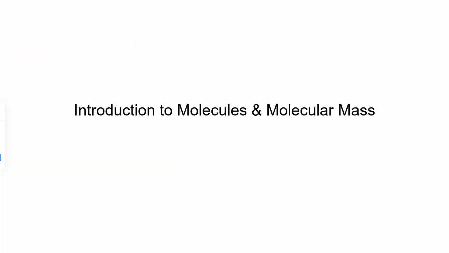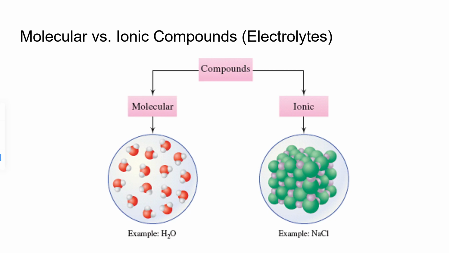Introduction to Molecules and Molecular Mass. So molecules are when you have two or more atoms bonded together. They're also sometimes called compounds, and there's molecular compounds and ionic compounds. Molecular compounds consist of just nonmetals that are bonded together, while ionic compounds consist of a metal and a nonmetal combination bonded together.